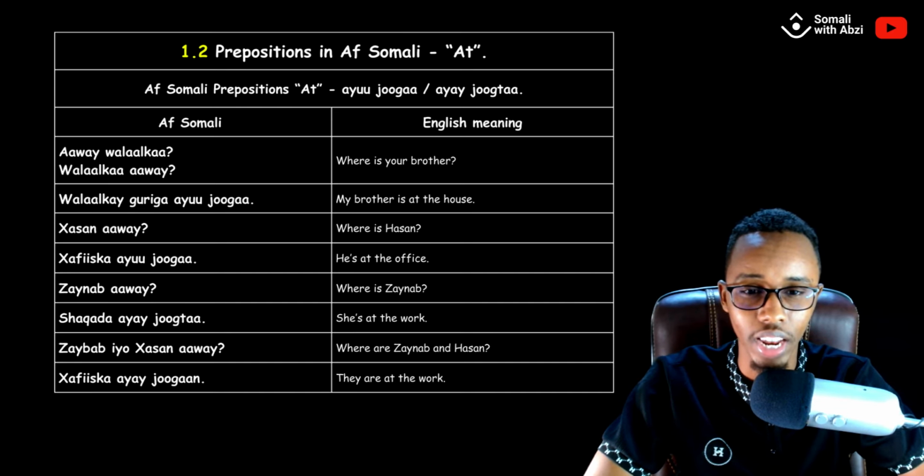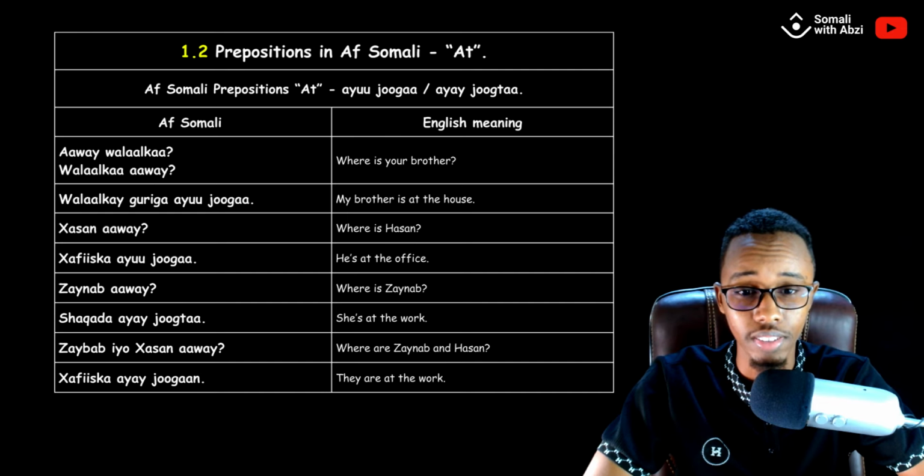Next example is Hassan aaway. We're going to say he's at the office. So, xafiiska ayuu joogaa. If it's female, xafiiska ayay joogtaa. Next is Zainab aaway or aaway Zainab. Shaqada ayay joogtaa. If it's male, shaqada ayuu joogaa.